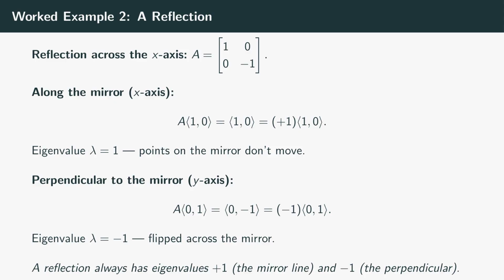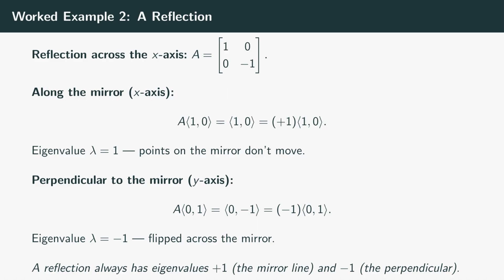Now a more geometric example, reflection across the x-axis, whose matrix has 1 and -1 on the diagonal. Think about what reflection does before computing anything. Vectors lying right on the mirror, the x-axis, don't move at all when you reflect. Let's confirm: apply A to 1, 0, and you get back 1, 0, which is plus 1 times the original. So the mirror direction is an eigenvector with eigenvalue 1. Points on the mirror are fixed.